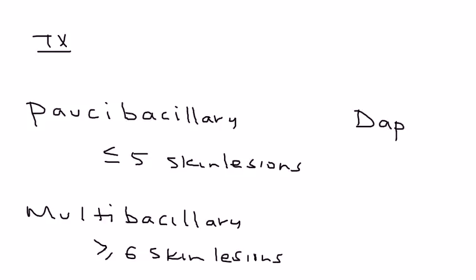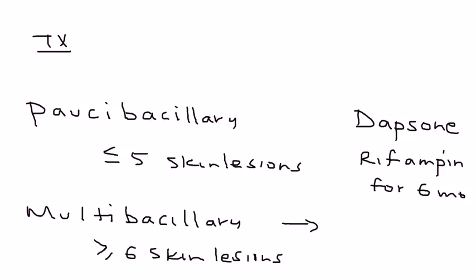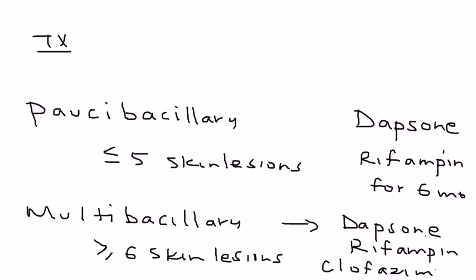The first category, there's 2 medications. You give dapsone and rifampin, and these two are given for a period of 6 months. The second one, you give dapsone and rifampin also, but you also add to the regimen a medication known as clofazimine, and this regimen is given for 12 months.